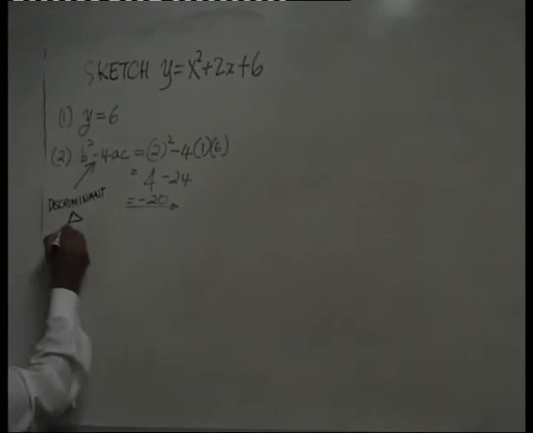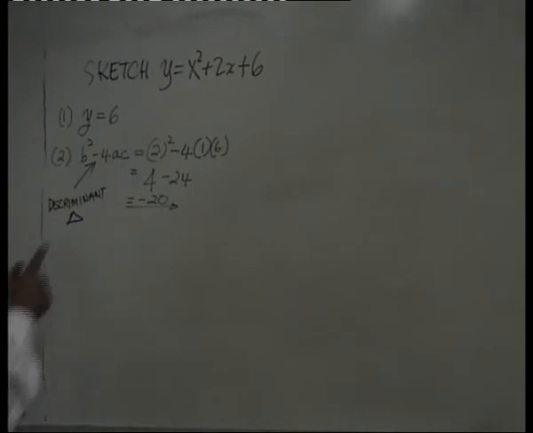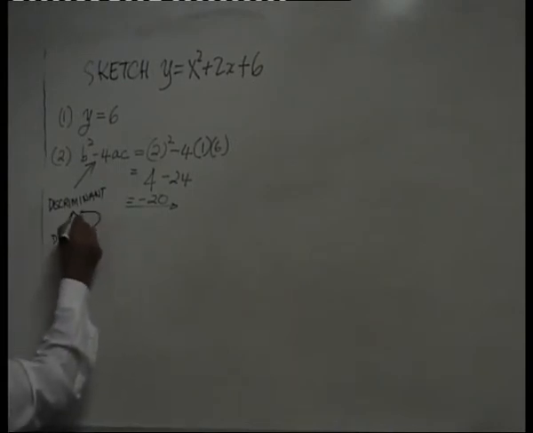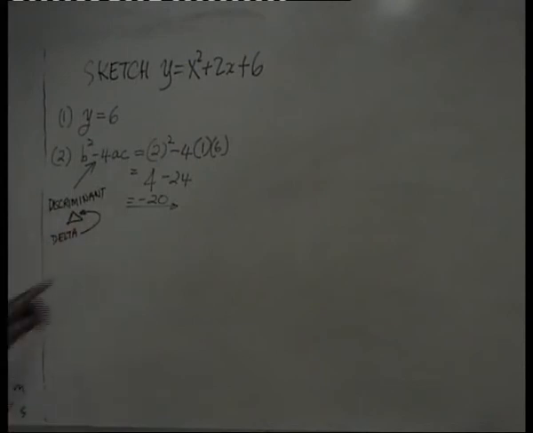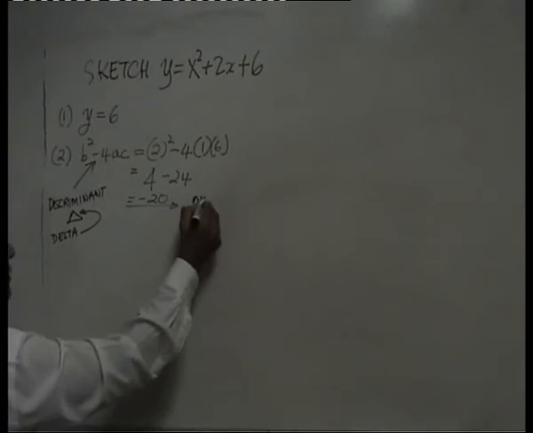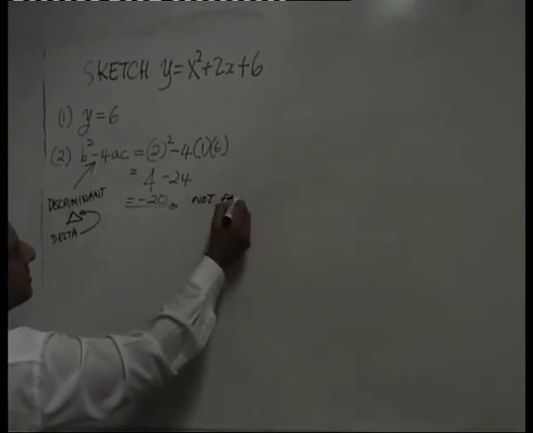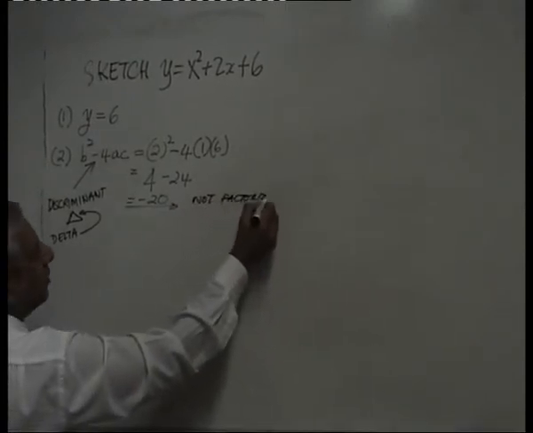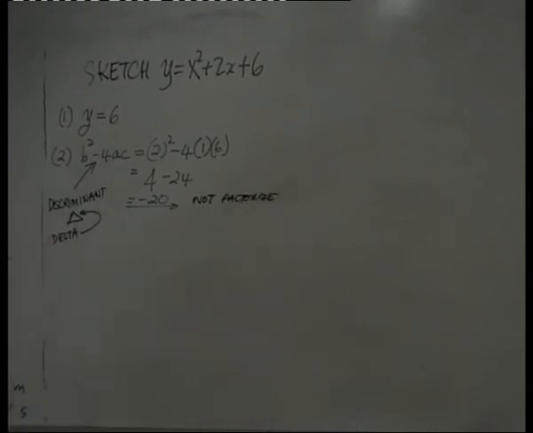And the symbol for discriminant is a triangle, and that triangle is called delta. If the discriminant is negative, the quadratic will not factorize. Therefore, do not try to find intercepts.